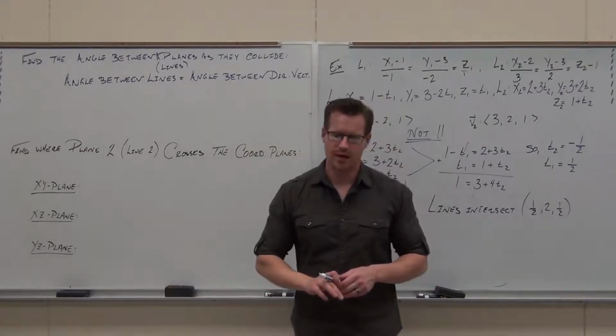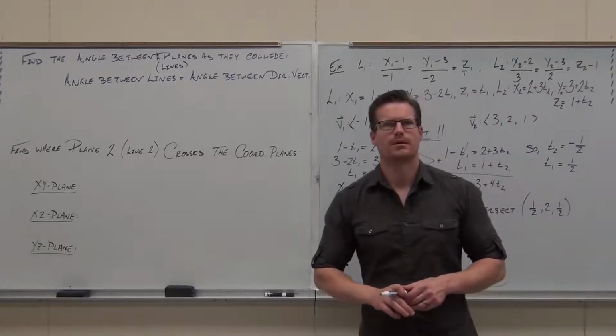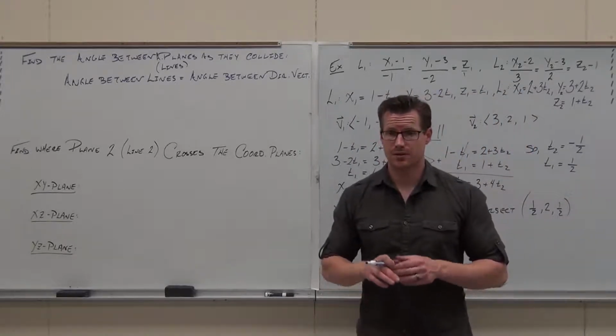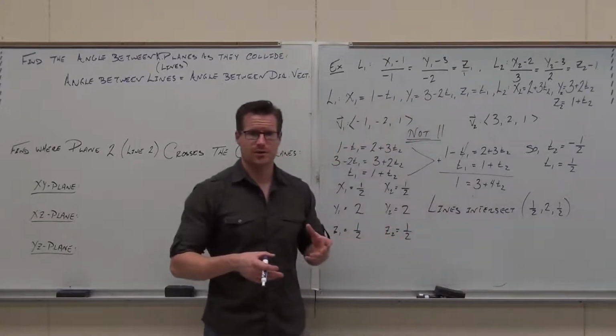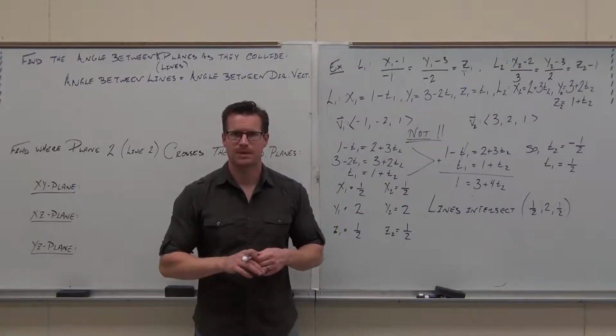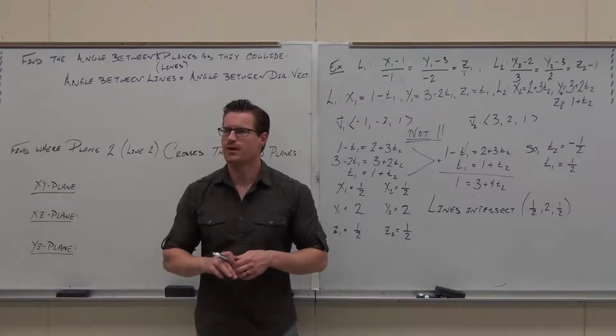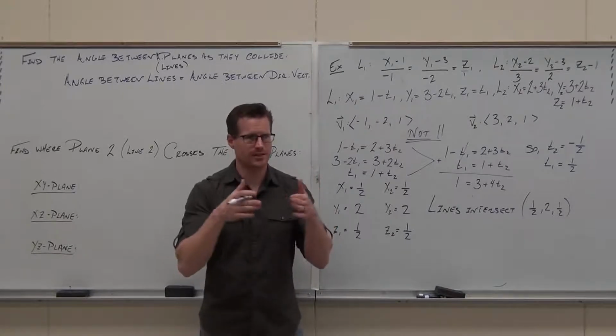How many of you right now, given these lines, can tell me the vectors that give us the direction of these lines? Specifically, quickly, what's one vector? Can you tell me the other vector? Can you find the angle between those two vectors? Yes. Then you will have found the angle between these two lines as they intersect.